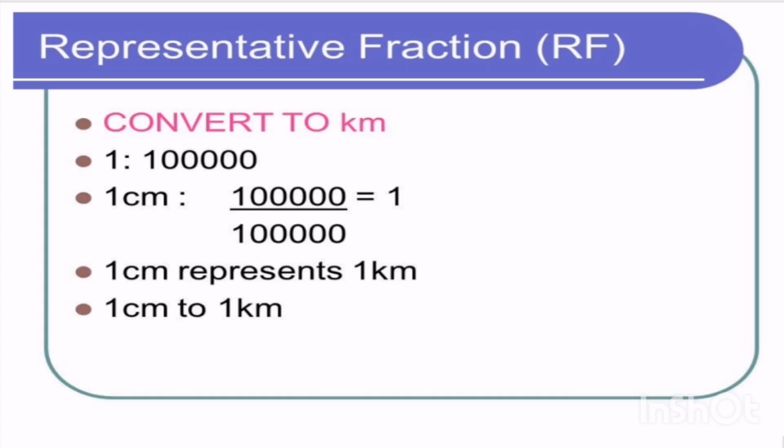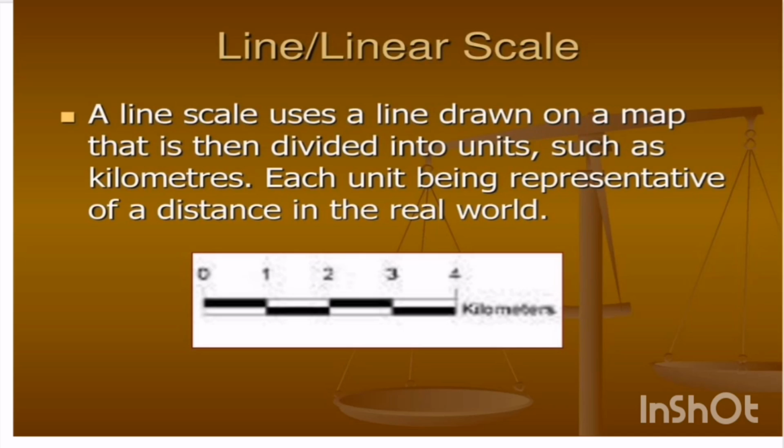The important thing here is this: to find the representative fraction, we show the map distance and the ground distance in the same units. This reading is universally accepted and more accurate as compared to verbal scale. This scale can be used by any country in the world according to that country's accepted unit of measurement. Okay. Then comes your linear scale or graphic scale.